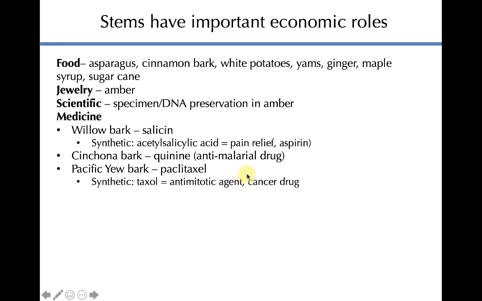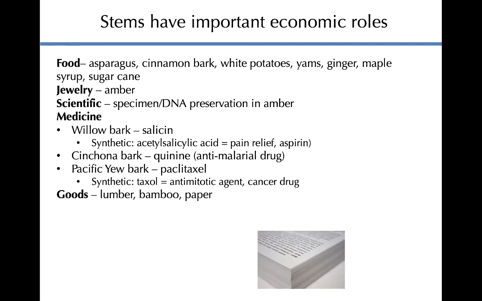Paclitaxel is the molecule there, and they found that basically it prevents cells from dividing when they're in the middle of mitosis. And so that prevents fast dividing cells, like cancer cells, from dividing. Also, it has a lot of side effects, though, because it prevents body cells that are fast dividing from dividing too. You can also make goods from stems, particularly wood stems, so lumber, bamboo.